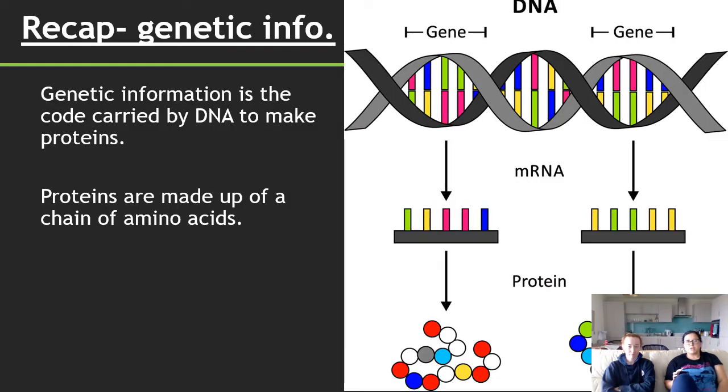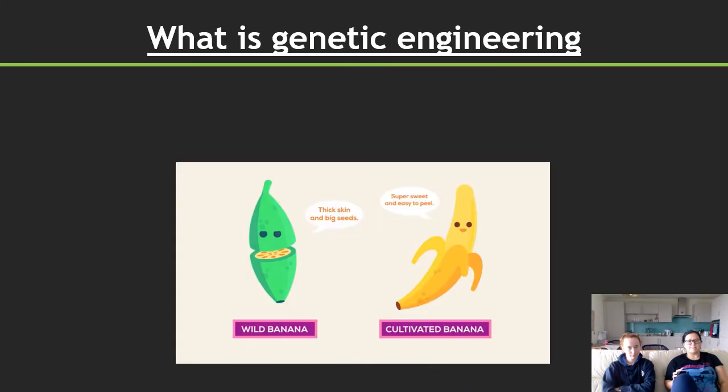Okay, so just to remind you, genetic information is the code carried by DNA to make proteins. Have a look at the protein synthesis video if you've forgotten this. And proteins are made up of chains of amino acids. So a DNA code should be able to make any protein. Grab that code and put it anywhere, give it some ribosomes and some amino acids, and it should be able to build a protein. So what actually is genetic engineering?